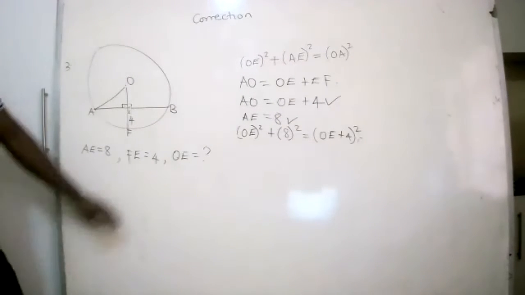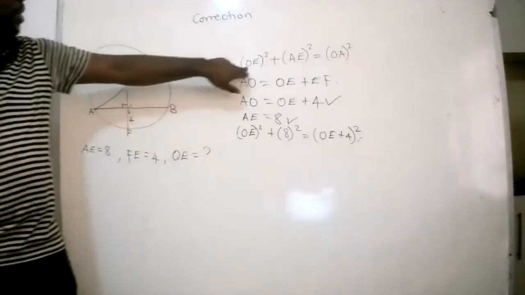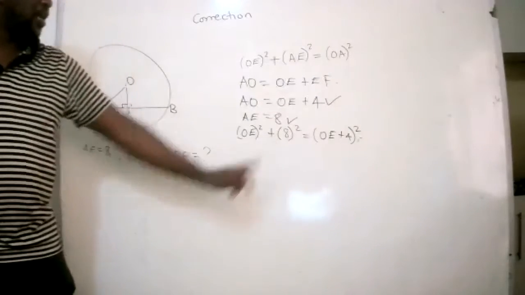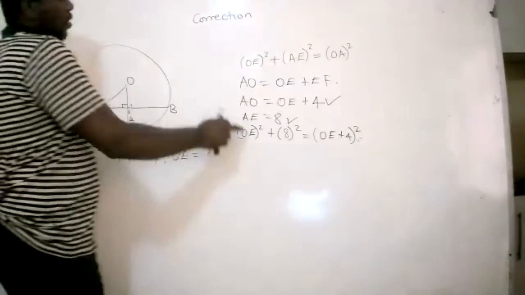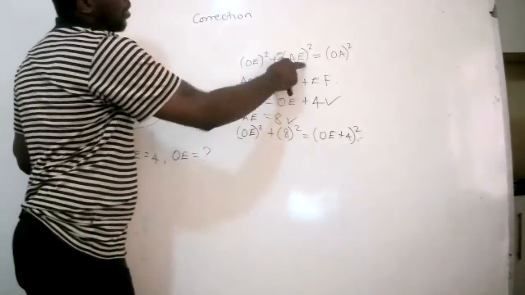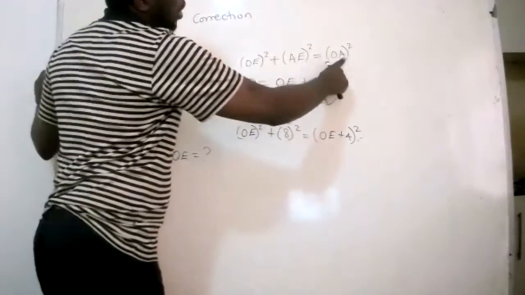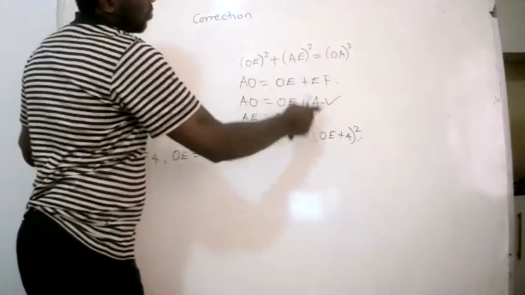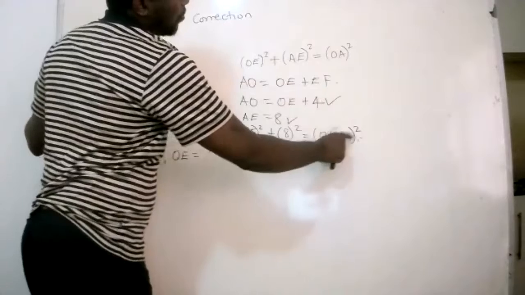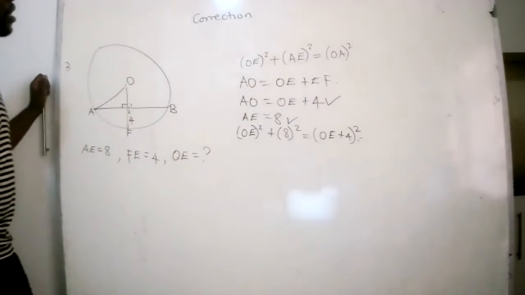Yes. Then the next step is just to substitute these two pieces of information back into the Pythagoras theorem. So that is what you're going to get there. We are looking for OE, therefore we can't substitute anything there. AE is given, so you just substitute that value, and then for OA, you substitute the previous expression you were given, and you're going to get this.